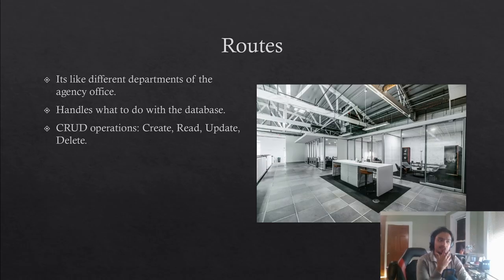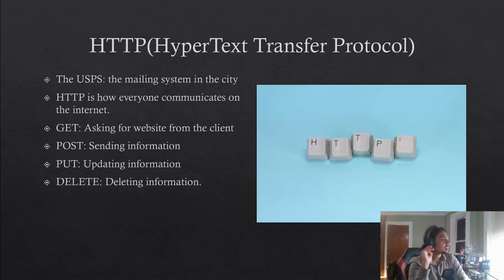This is all handled by the different departments called routes. Finally, the most important thing is HTTP, which is Hypertext Transfer Protocol. It is the USPS of the city of the internet, the mailing system. The way everyone communicates with everybody on the internet is through a set of protocols called HTTP.